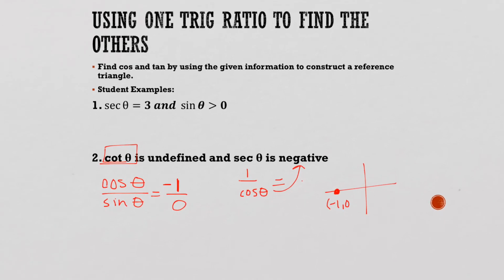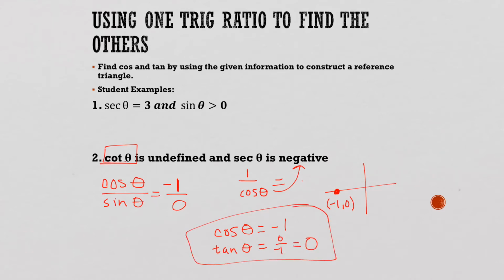So when I find the cosine and the tangent, I know that the cosine of theta had to equal negative 1, and the tangent of theta, which is sine over cosine, or 0 over negative 1, is going to be 0. So there's the answer to my two questions. Go ahead and pause the video and attempt number 1 on your own. Come back and check your answers.